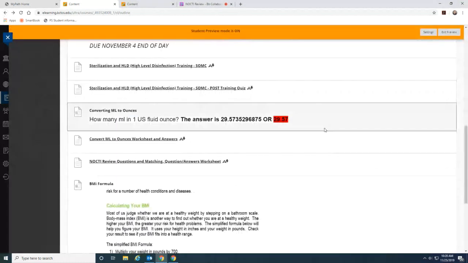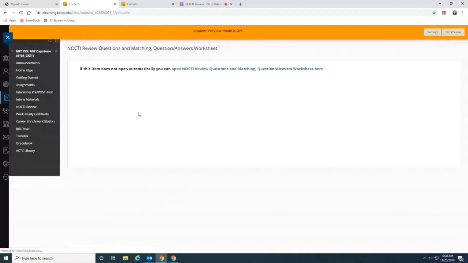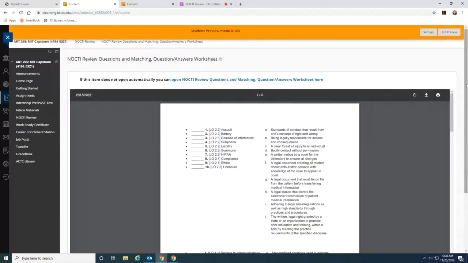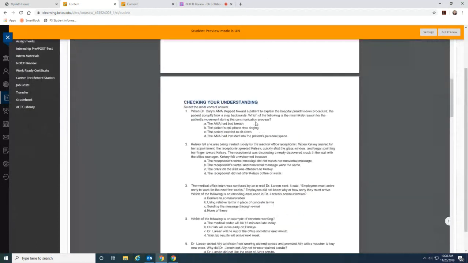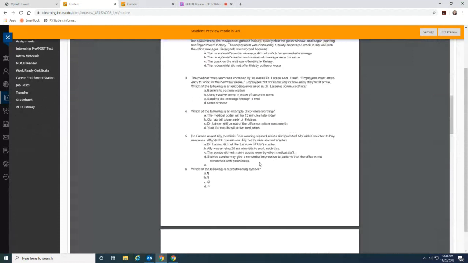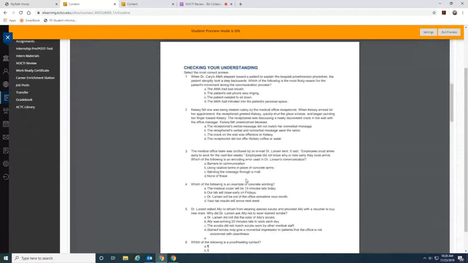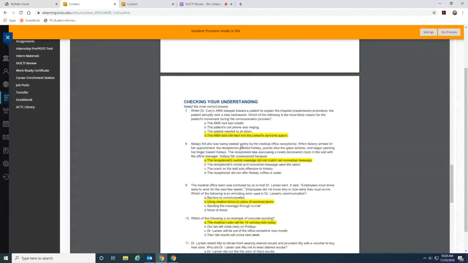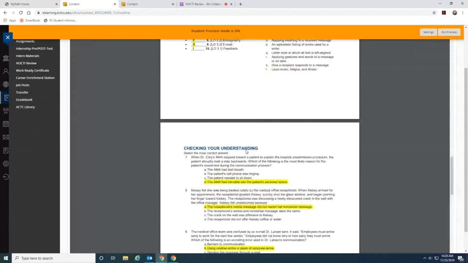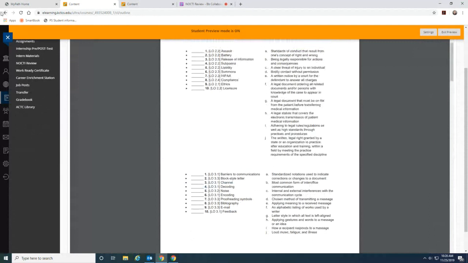And that had the work already provided. I have here a NOCTI review questions and matching question and answer worksheet. And this is from our medical office procedures class. These are some matching terminologies. I've got 2 different sets of matching questions and some multiple choice questions. And then the next page is the answer guidelines. So that's something for you to print out and be practicing and grading yourself on.